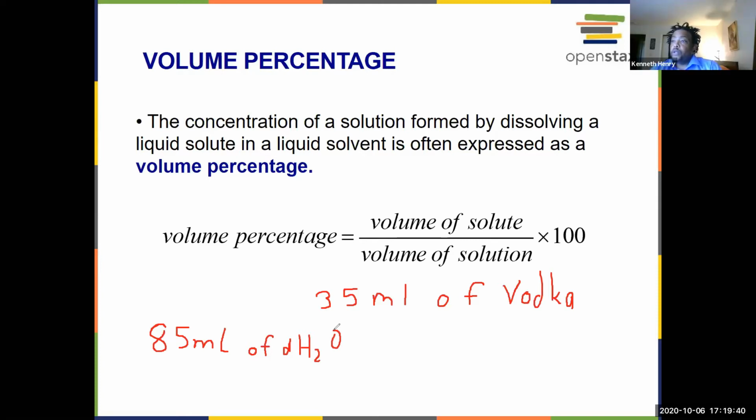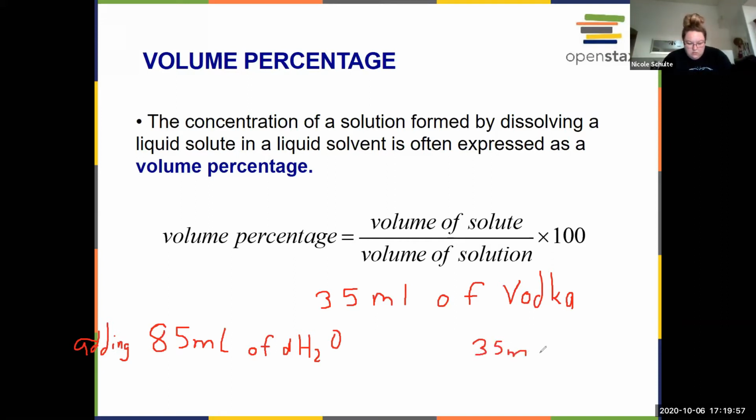So what do I need to do in this situation? Put the 35 on top and the 85 on bottom. So would it just be 85? Because we're adding 85 mL of water to the 35. So then I would add the two together. Okay. Plus 35.